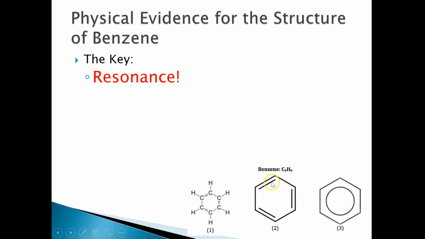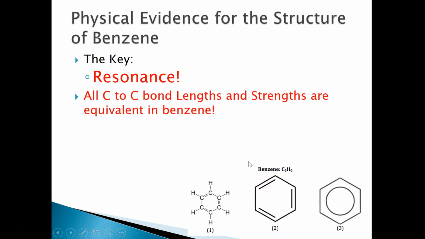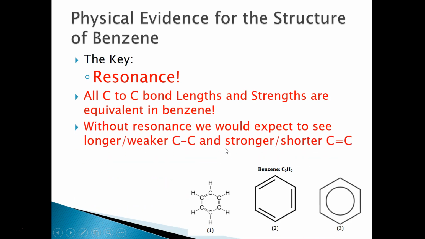Because if benzene were actually a straight chain triene, first of all, it wouldn't have the molecular formula C6H6, but we'd also expect to see slightly longer and weaker carbon-carbon single bonds, and slightly stronger and shorter carbon-carbon double bonds. But what we actually see is that in benzene, all the bond lengths and strengths are equivalent, right? And again, without that resonance, we'd expect to see longer, weaker carbon-carbon single bonds and shorter, stronger carbon-carbon double bonds.